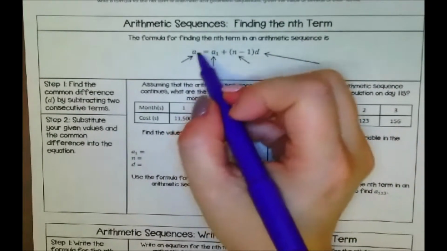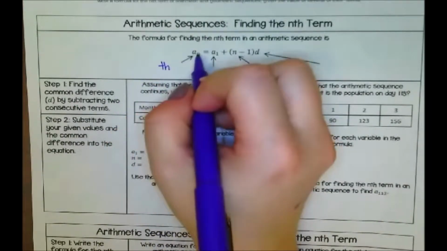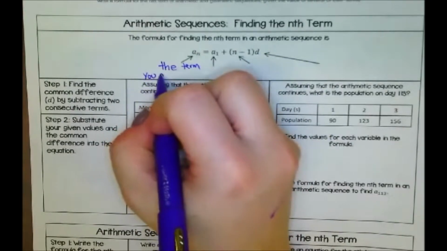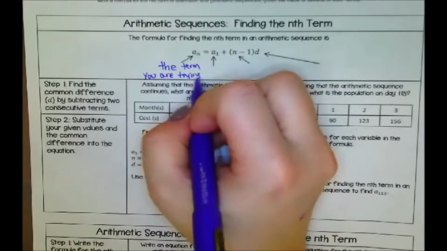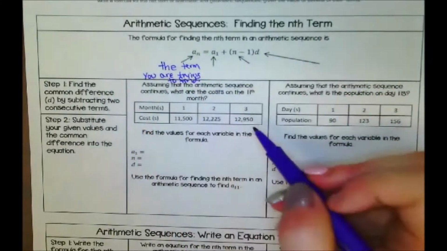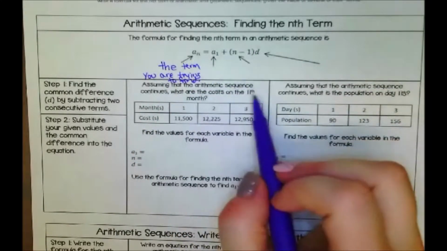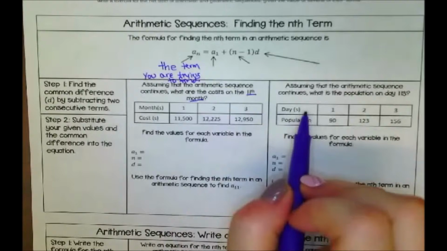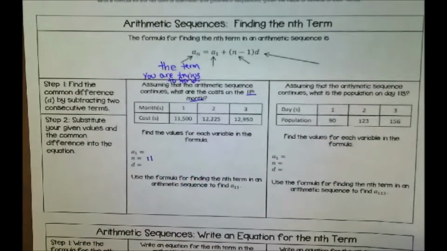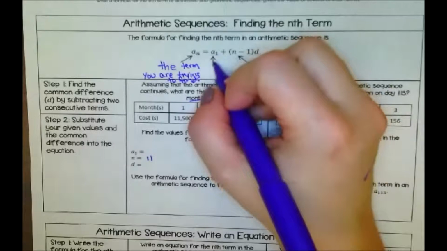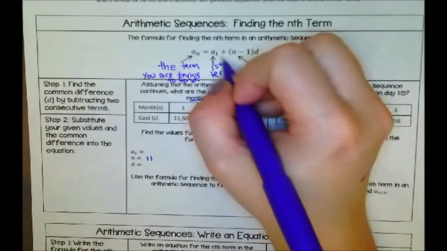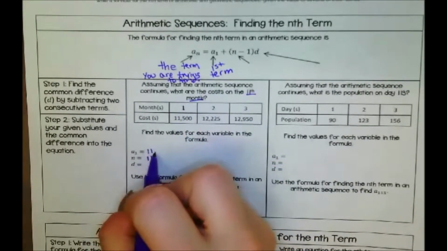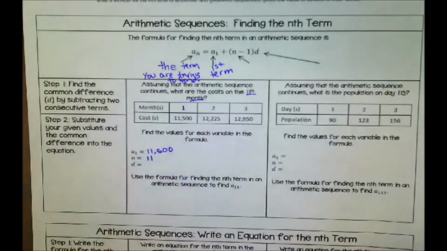So first, what we're trying to find is A sub n. So this is the term you are trying to find. So for instance, down here, it wants you to find the 11th month. So we would be looking for 11, the 11th term. This right here is your first term. I know that because it says 1. So like this 1 is 11,500, your first term.